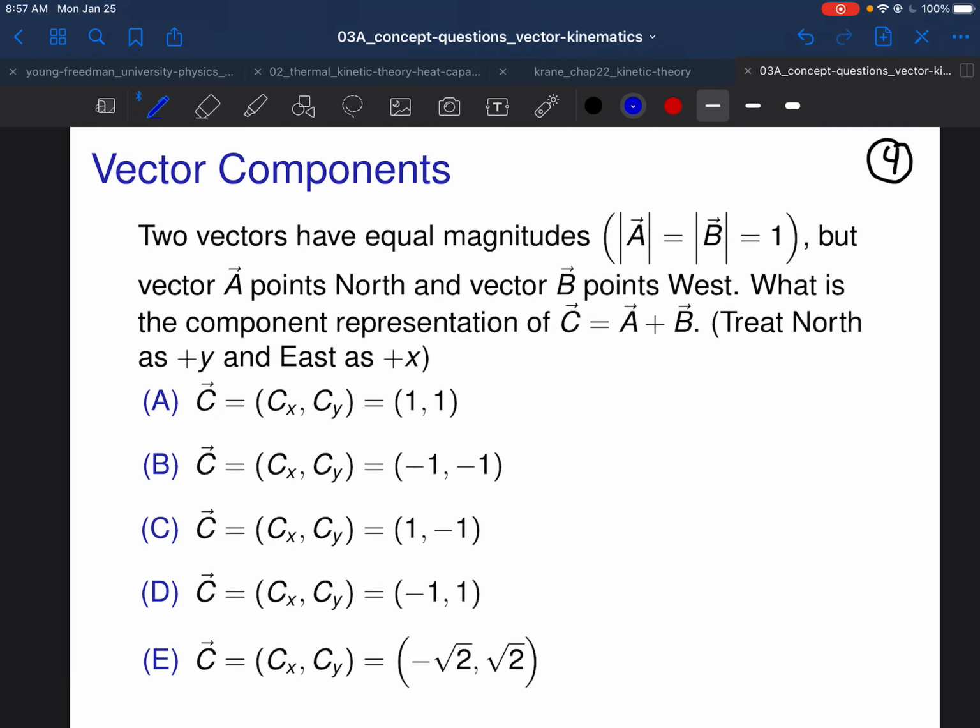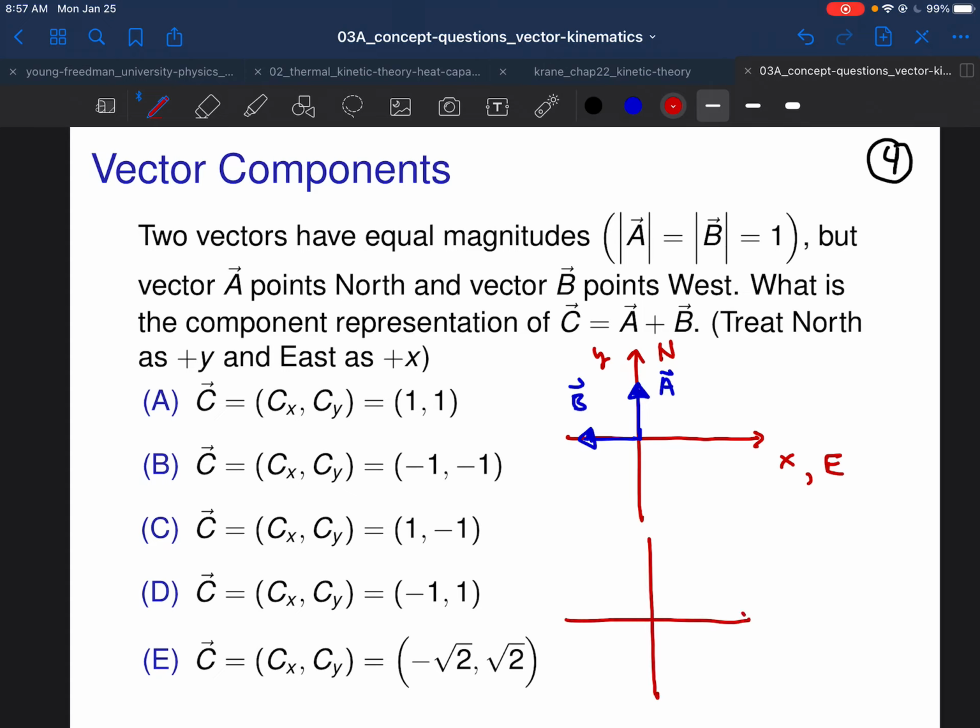Last question. Two vectors have equal magnitudes, but A points north, B points west. What is the component representation of A plus B? It says treat north as positive y and east as positive x. So this is usually called the y and the x, but we'll also call this the north and the east direction. So we have A points north, and B points west. So what does C look like?